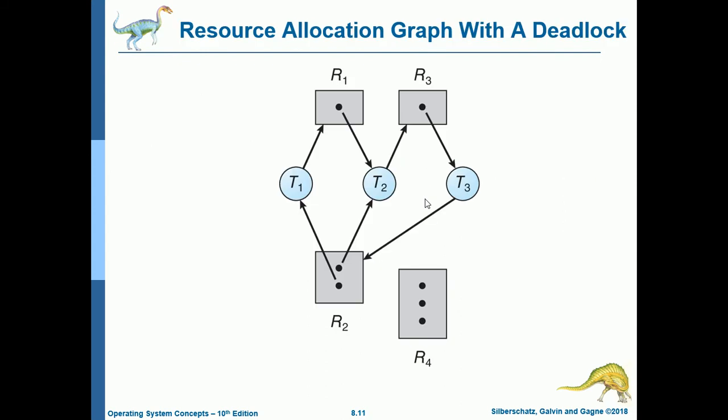Okay, so we have a resource allocation graph with a deadlock. This is a modification of the previous resource allocation graph. As I've already said, this will have a deadlock because T sub 3 needs a resource that is held by T sub 1. So it already has a circular wait.